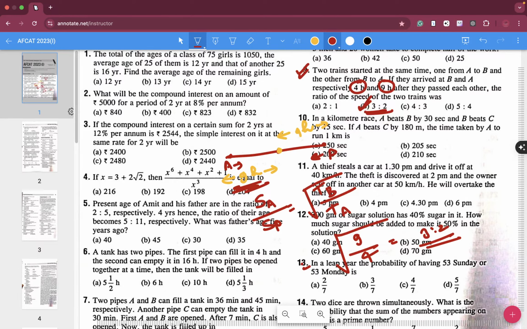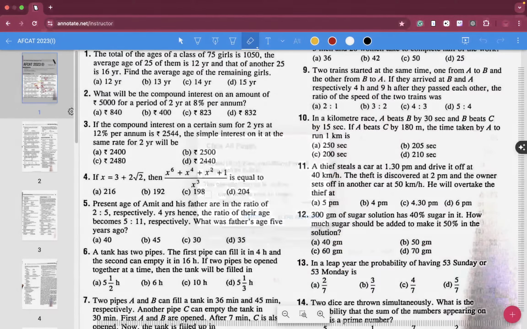Very easy. This is a very standard type of question that each one of you should keep in mind. Extremely standard question. So shall we move to the next one? In that case, let's move to the next question.